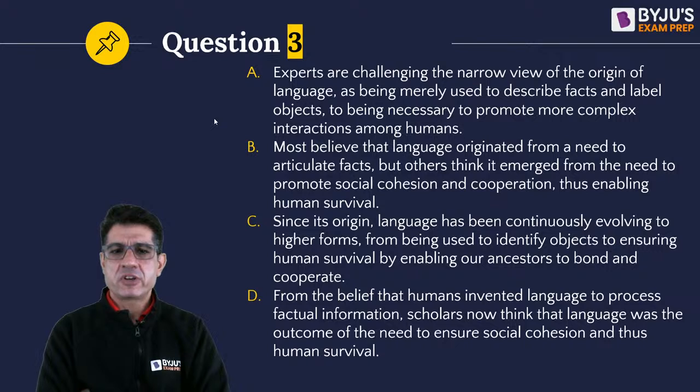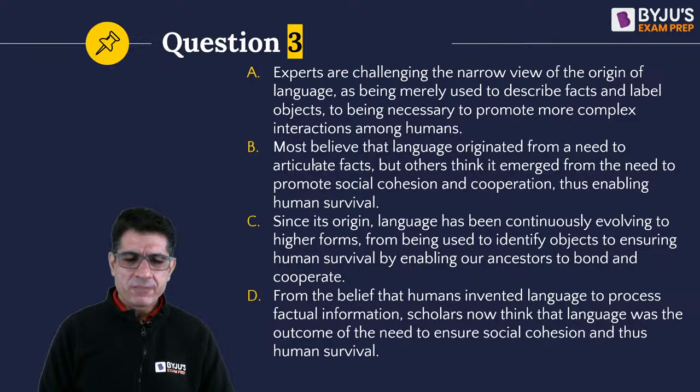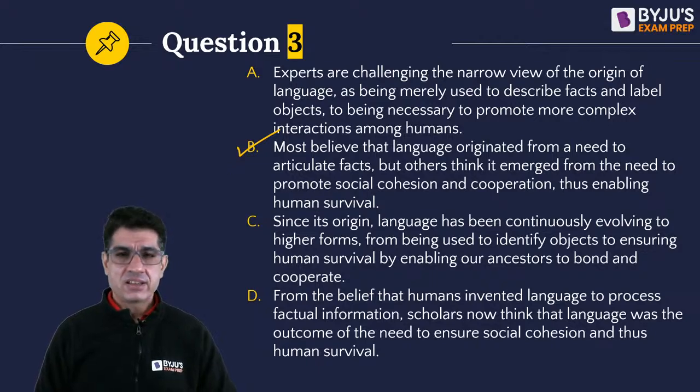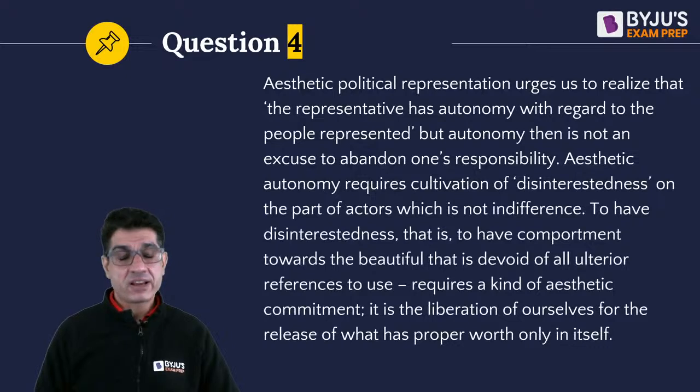That leaves you with B versus C. So which one should we choose? C has once again a new idea, continuously evolving to higher forms, and therefore gets ruled out, and thus the best answer choice, absolutely yes, Shubhangi and Shivani, should be option B. And here is our question number 4. The paragraph and pretty soon the options too.